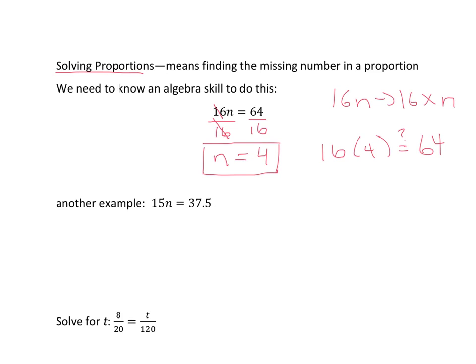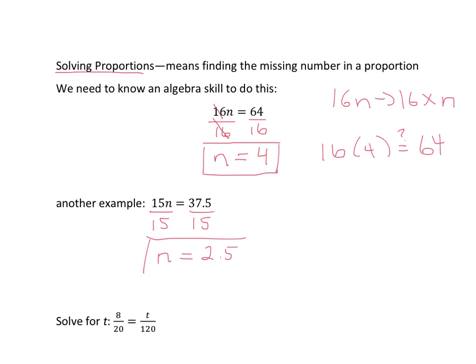Let's try this next one where we have 15n equals 37.5. We're going to do the exact same thing. Whatever the coefficient of n or whatever our variable is, and the coefficient is the number that's multiplying it, we'll divide both sides of the equation by that 15. And in this case, and you may want to use a calculator for that, we will end up with 2.5.